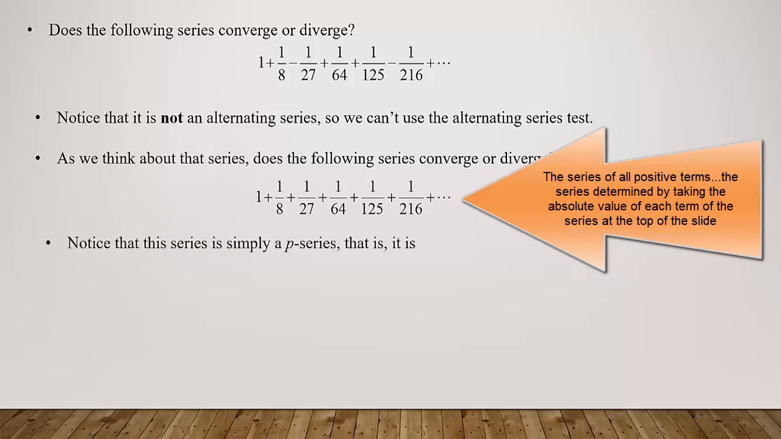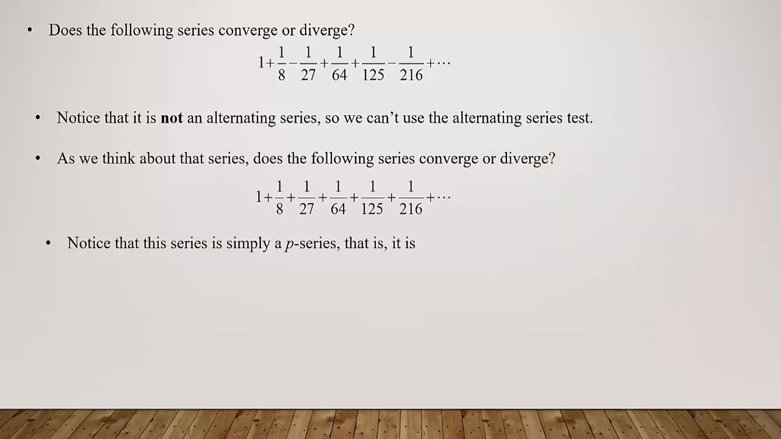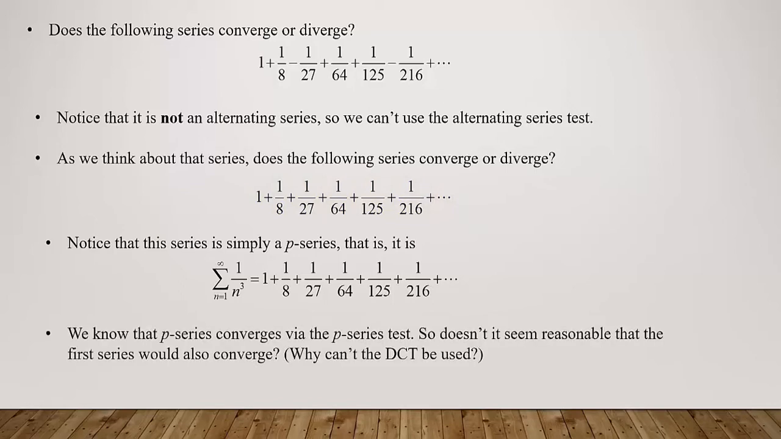Well, I think if we look at the series here more closely, we should see that it's nothing more than a p-series. That is, the series that I've written down is just 1 over n cubed. Yeah, that's a p series. And we know the p series converges. P is 3, which is greater than 1. So we know that series converges via the p series test.